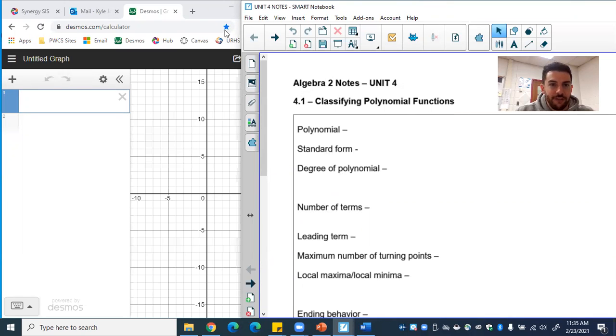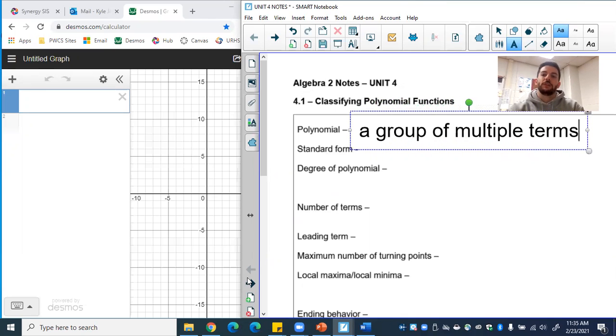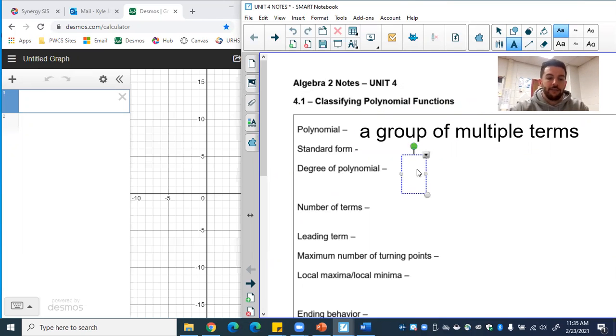So we're talking about graphing polynomials here, okay? And this will be the first video that you see in the polynomials unit. So just defining what a polynomial is, breaking down this word, I define it as a group of multiple terms. I like to say things in terms of groups. An example of a polynomial, a small one, is 2x minus 5. That's a group of multiple terms.